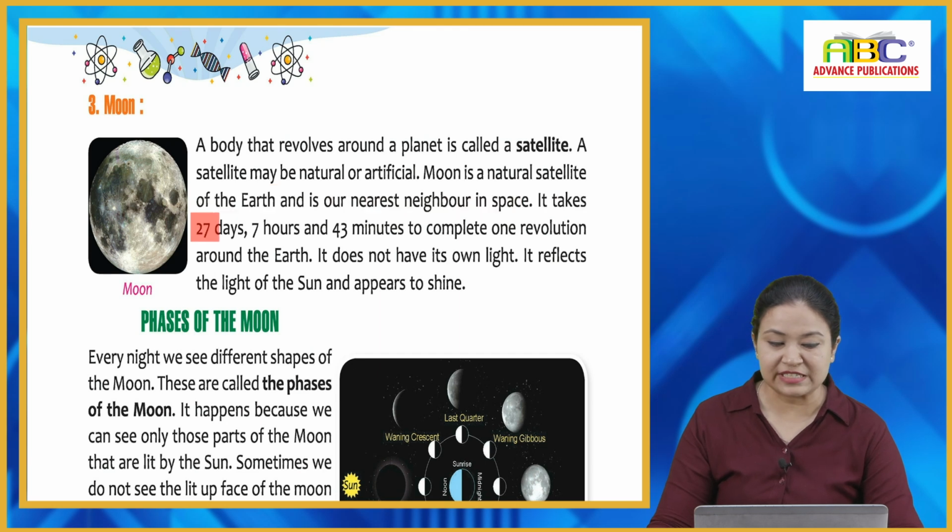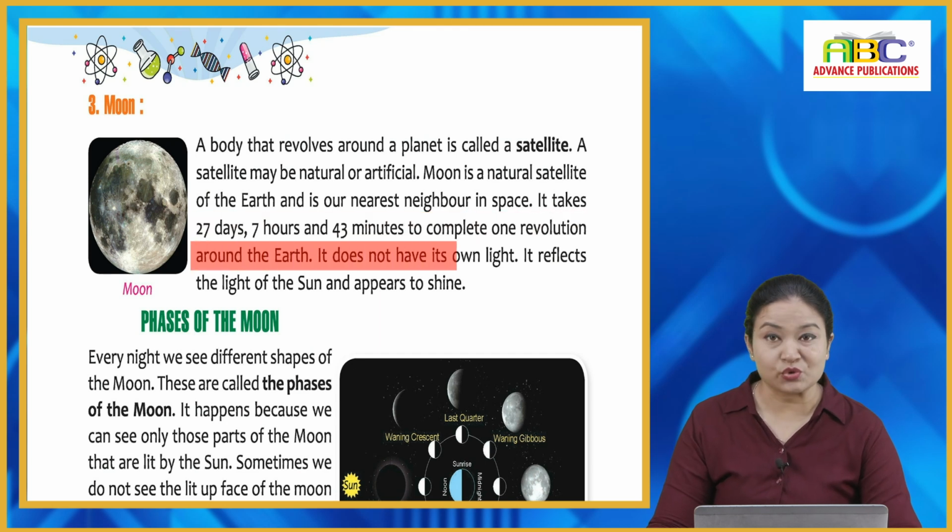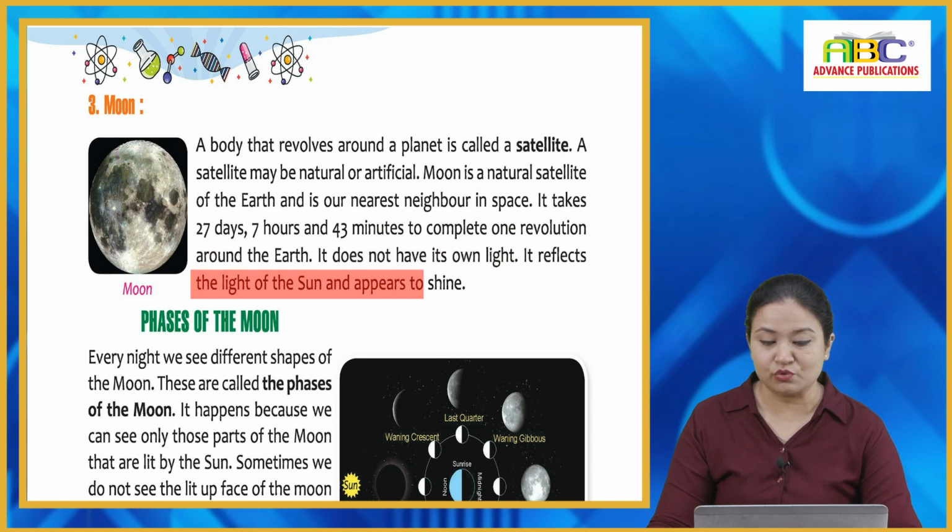It takes 27 days, 7 hours and 43 minutes to complete one revolution around the earth. It does not have its own light. It reflects the light of the sun and appears to shine.